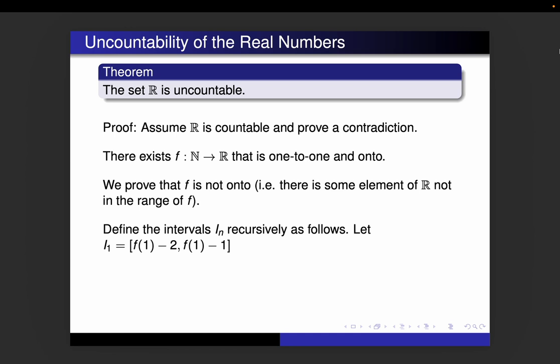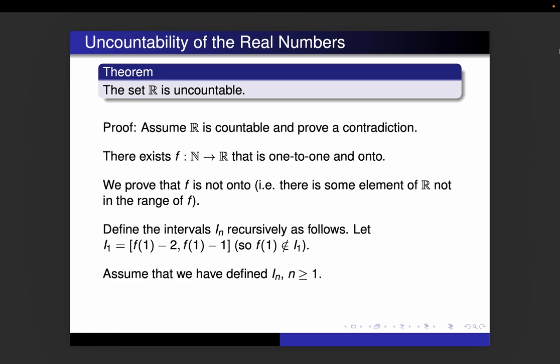The whole interval is to the left of f(1), so we don't include f(1) in that interval. If you wanted to do f(1) plus 1 and then f(1) plus 2, that would give you an interval on the right side of f(1). I don't care which one it is. We're just choosing an interval that doesn't include f(1). f(1) is not in I1.